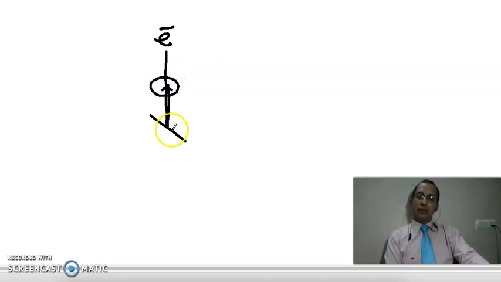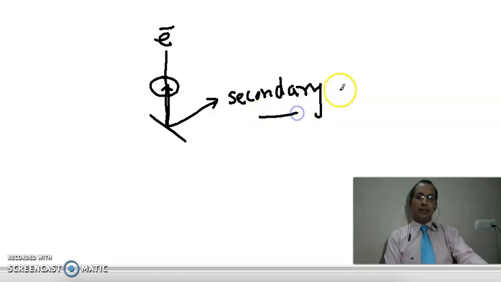And in the majority of cases, the secondary electrons which are emitted are responsible for producing the images. These secondary electrons are responsible for producing the images in case of scanning electron microscope studies. So how are these secondary electrons emitted? Let me show you that.